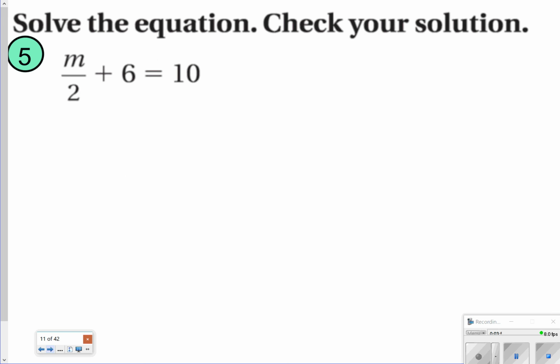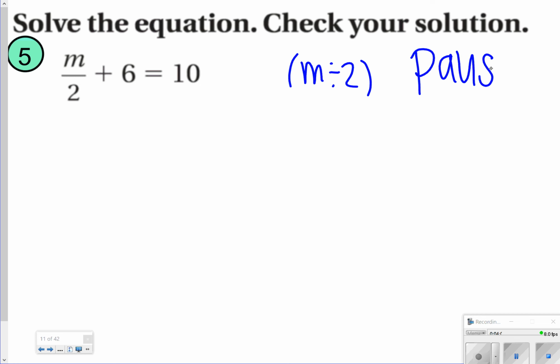Here's another one you're going to try. This one looks a little bit different. Remember, m over 2 is the same thing as saying m divided by 2, so just keep that in mind. Let's go ahead and pause here so you can try it by yourself, and once you're done, click play.